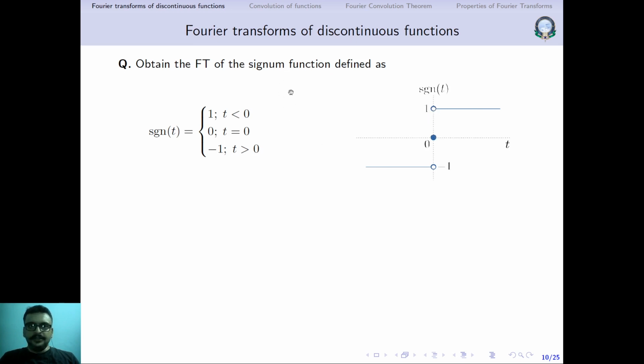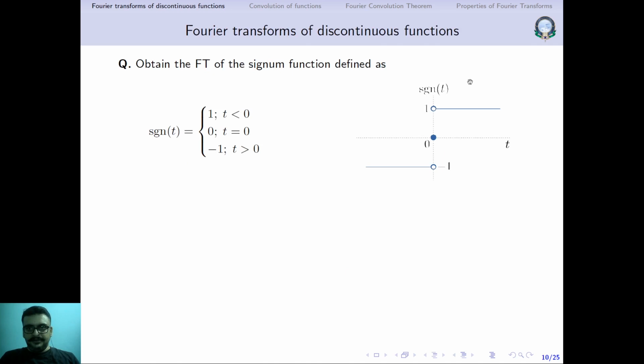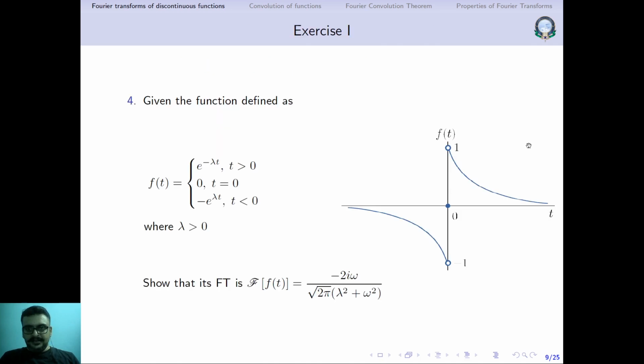We need to find out the Fourier transform of the Signum function. Now how do you find out the Fourier transform of the Signum function? Again, it's very easy if we just use this result, because you see, can you see the similarity between the Signum function and this function?